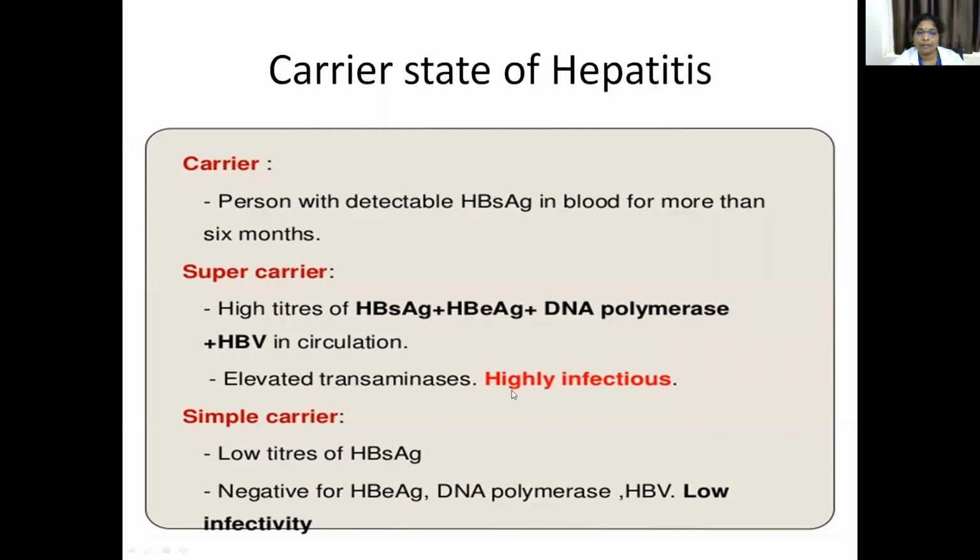Super carrier is highly infectious because he will have high titers of HBsAg in his blood along with HBeAg and DNA polymerase and HBV in circulation, and also the transaminase ALT levels will be very high. And this super carrier is highly infectious. This is called the carrier state. The carrier state of hepatitis means the person will be having HBsAg in his blood and without symptoms. He will not show any symptoms and he will carry this HBsAg antigen in his blood for more than 6 months without symptoms. He is called a carrier.